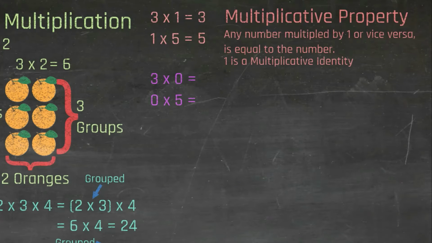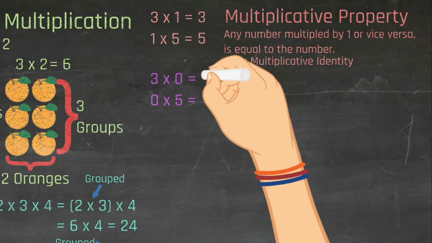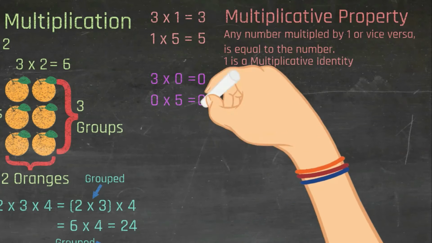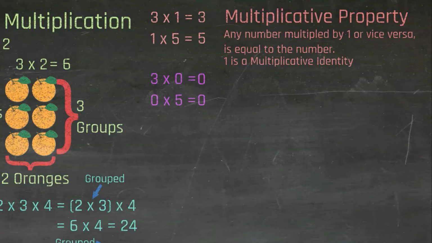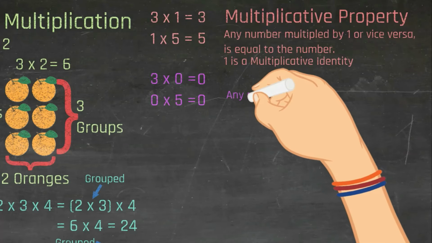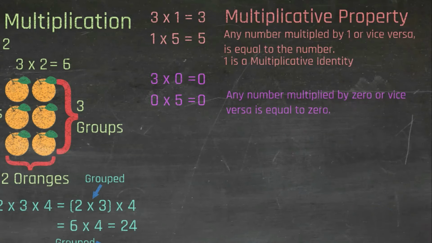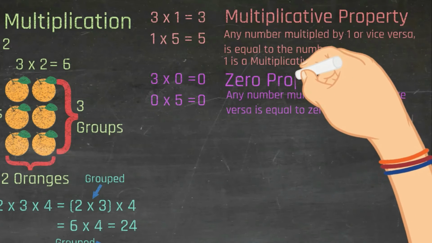3 times 0. 3 times 0 equals 0. 0 times 5. 0 times 5 equals 0. What have you observed? Any number multiplied by 0 or vice versa is equal to 0. This is the zero property of multiplication.